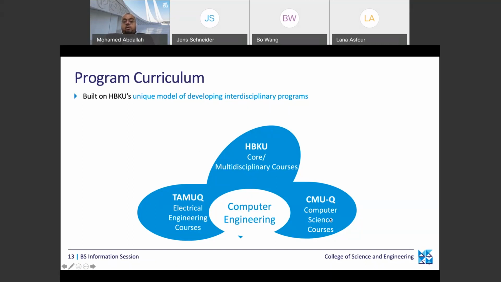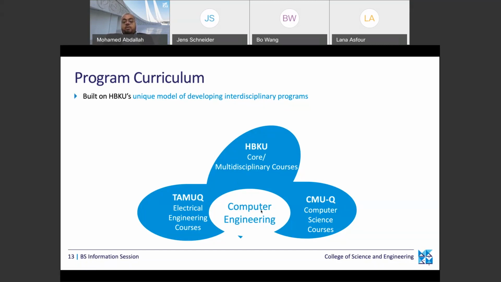We're also offering the same courses here at HBQ. And at HBQ, you are going to take multidisciplinary courses and the core of computer engineering. We are going to combine both hardware and software. As you are going to see, the program is built in a way that you can combine all the benefits of these three universities, which is something very unique to Education City.